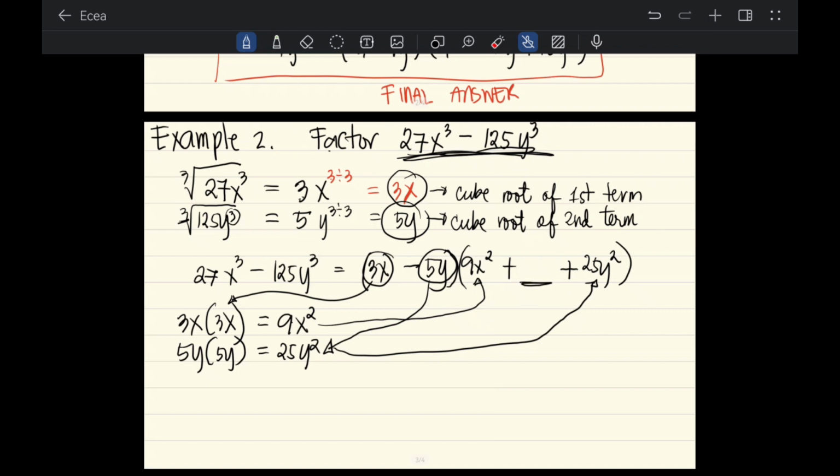Unsa isulat diri sa middle term? Simple. I-multiply si first and the last term of our binomial factor. So 3x times 5y. So dira siya. That's not plus. 3x times 5y. Okay, let's clean this muna.